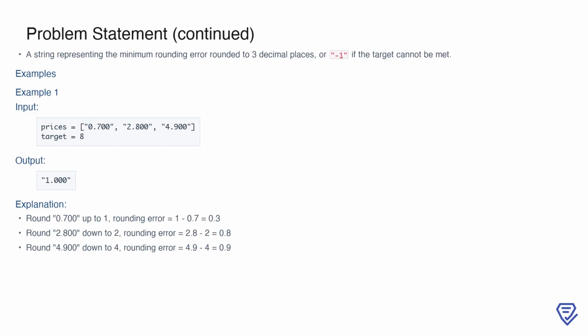Let's look at some examples to understand this better. In the first example, we are given prices 0.700, 2.800, and 4.900, and the target is 8. To meet the target, we round 0.700 up to 1, which gives a rounding error of 0.3. Then, we round 2.800 down to 2, leading to a rounding error of 0.8. Finally, we round 4.900 down to 4, resulting in a rounding error of 0.9. This gives us a total of 1 plus 2 plus 4, which matches the target of 8, and the sum of rounding errors is 1.000.